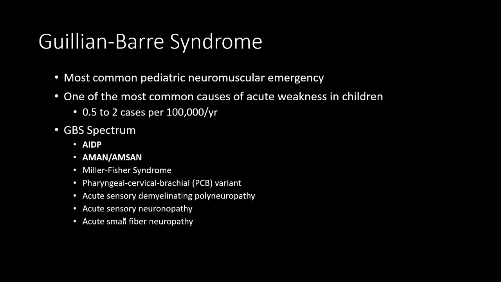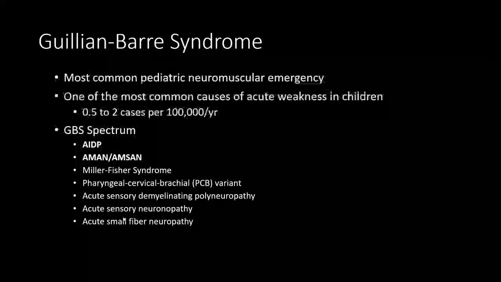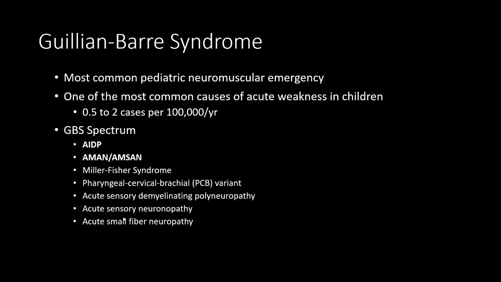And it's really a spectrum of disorders where patients can present with constellations of different findings, but by far and away, the most common presentations are AIDP, or acute inflammatory demyelinating polyradicular neuropathy, or the axonal variant, acute motor axonal neuropathy, or acute motor and sensory axonal neuropathy. So I'm going to be focusing on these two variants today, and particularly in children, these are really the most common things that you're going to encounter.